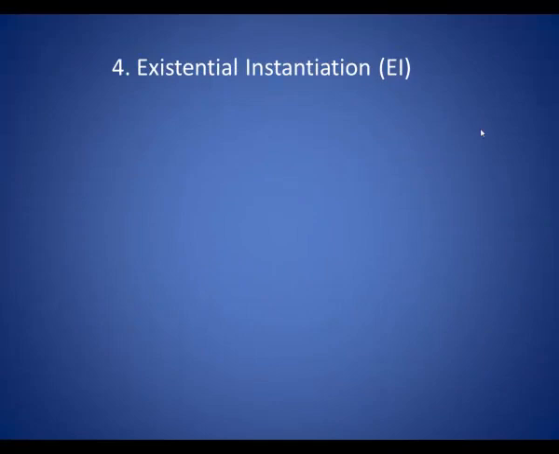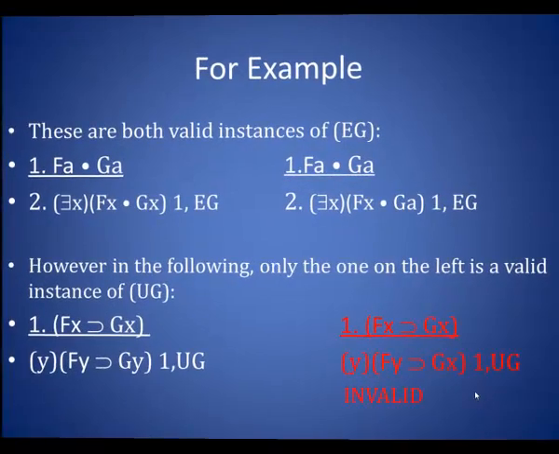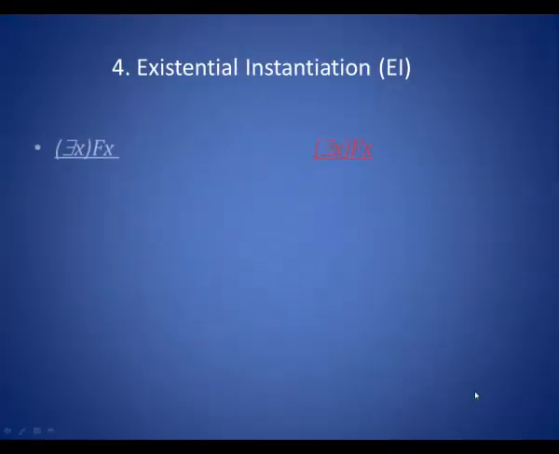Moving on. Let's now look at existential instantiation. Existential instantiation works like this. Again, it has a restriction. On the left side, I'm totally fine. I can take the claim that there exists an x such that x is F, and I can remove the quantifier and replace the variable with a constant. Again, remember, my variables are lowercase letters x, y, and z, and my constants are lowercase letters a through w.